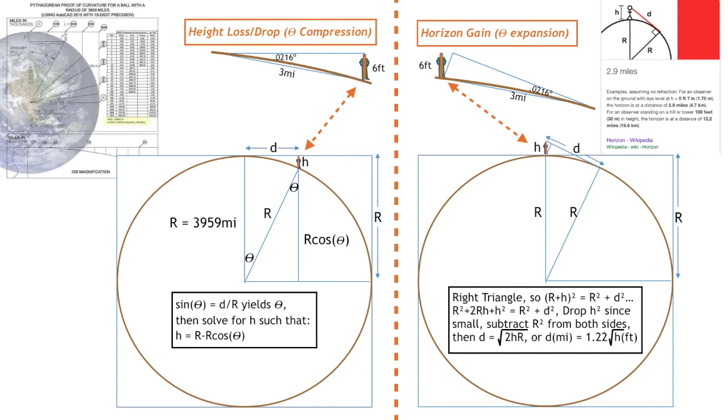And you can see the exact same formula here on the Wikipedia horizon example, saying that the average person, say about 6 foot, can see about 3 miles, which is again just angular resolution.